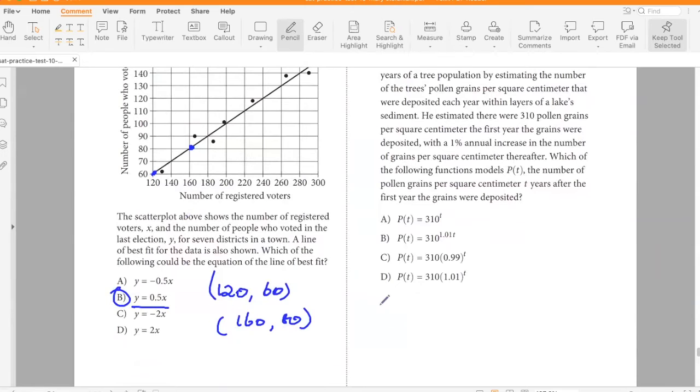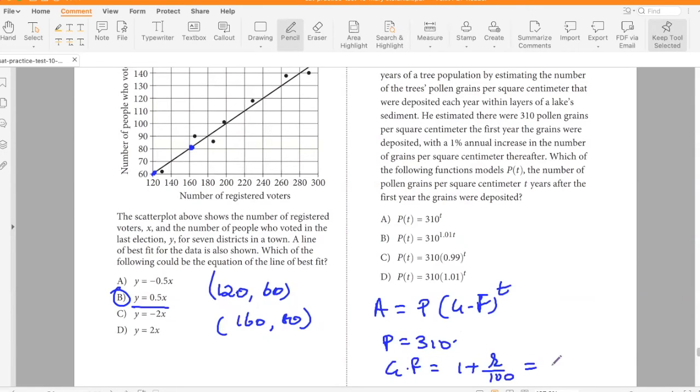So this is an exponential function. We use the formula A is P times growth factor to the power T, where P is the initial value, which is 310, and growth factor is 1 plus R over 100. So that's 1 plus 1%, so that's 1.01. So the final value PT will be 310 times 1.01 to the power T, option D.